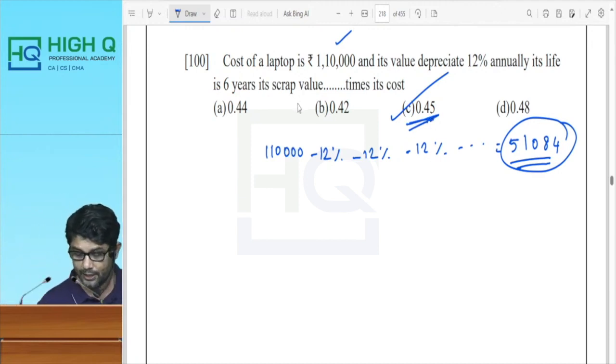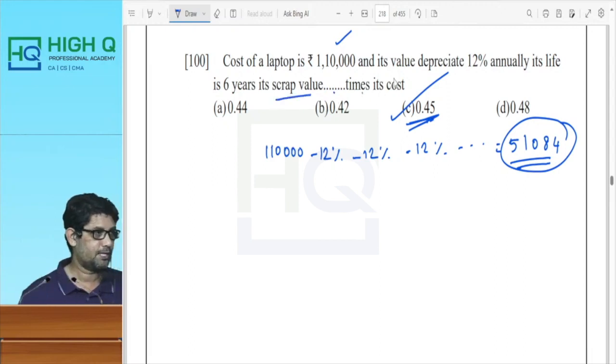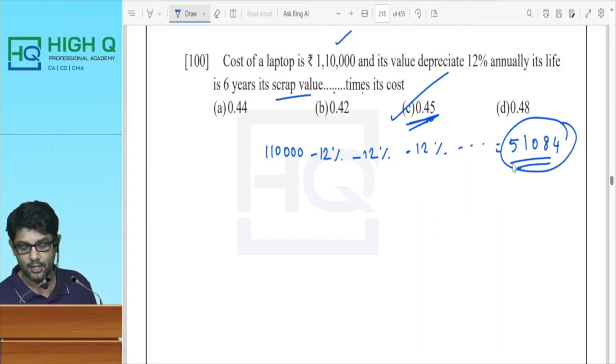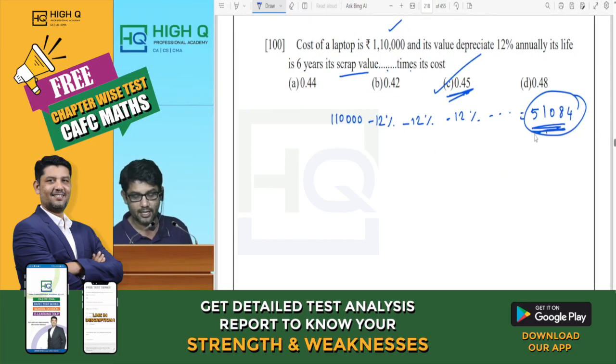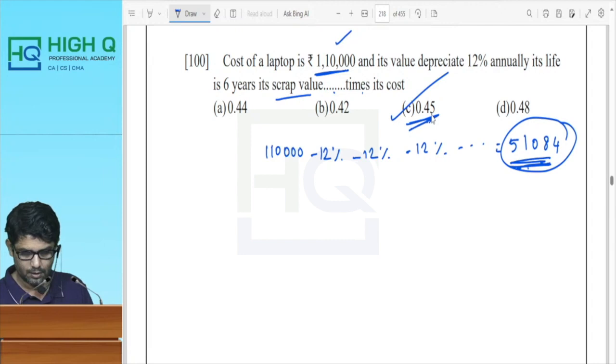Because they ask you to find out what, scrap value is dash times its cost. So this is the scrap value, dash times its cost. That means 1,10,000 into 0.45. What you are getting? We will be getting the closer values only.